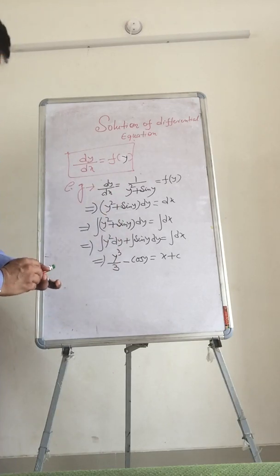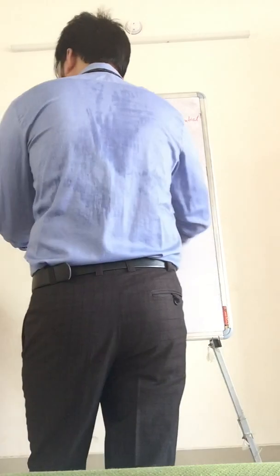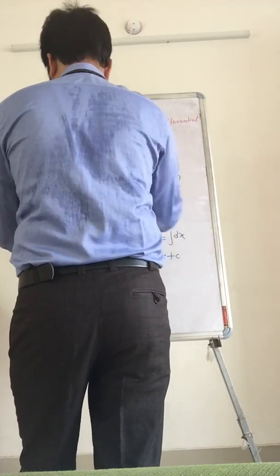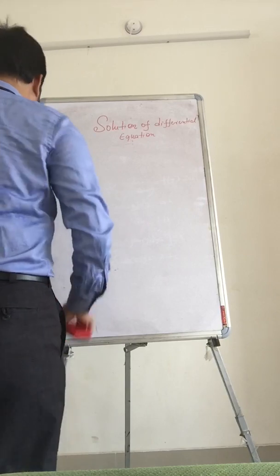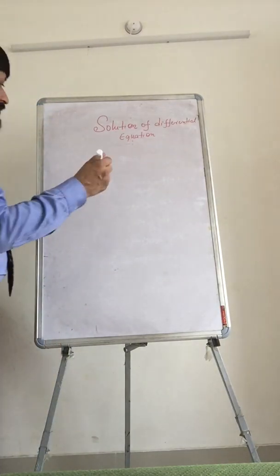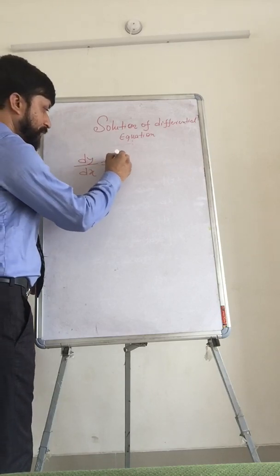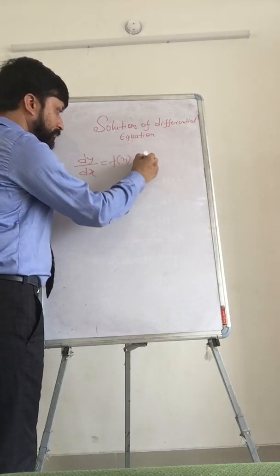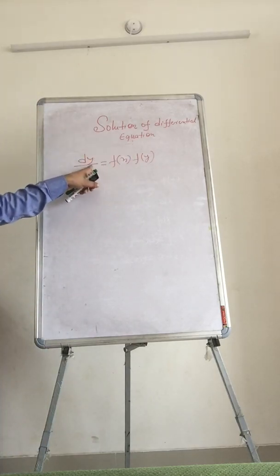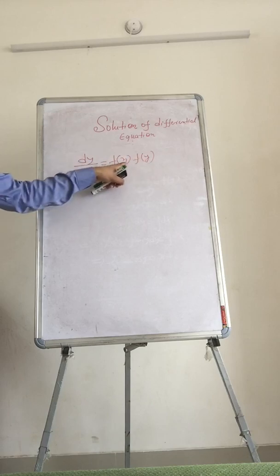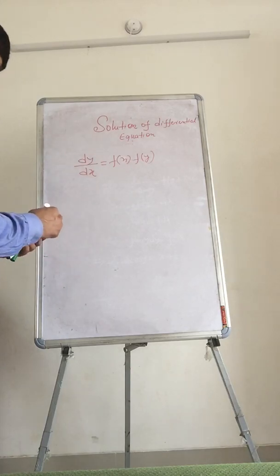Now, what is type 3? If any differential equation is given in this form, dy/dx equal to f(x) into f(y), this means dy/dx is the product of two functions, one of the dependent variable and one of the independent variable. In this case, how will we solve it? Take one example.